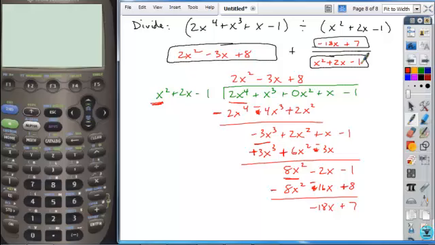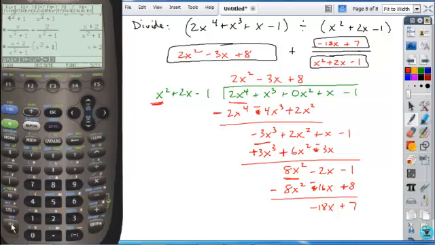Okay, so I'm going to use my calculator here to confirm this and also to show the methods that you can use for that. Okay, F2, the algebra tab, select expand. I'm going to enter my expressions. So 2x to the fourth plus x cubed plus x minus 1. And I'm going to divide that all by the expression x squared plus 2x minus 1. Close it off and hit enter.